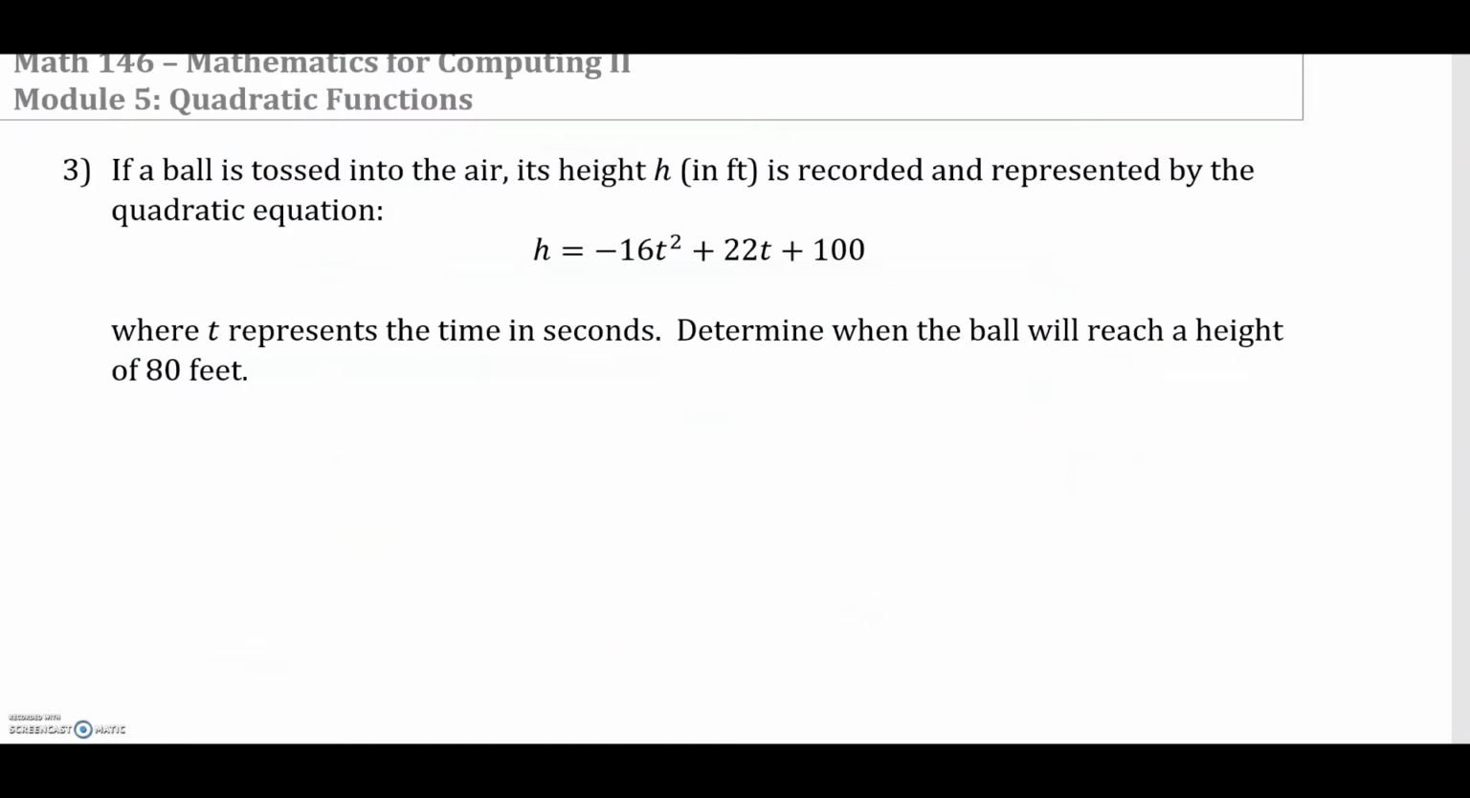Looking at a third application problem, if a ball is tossed into the air, its height h, given in feet, is recorded and represented by the quadratic equation h is equal to negative 16t squared plus 22t plus 100, where t represents the time in seconds. Determine when the ball will reach a height of 80 feet. The method used to solve this problem is very similar to what we did in question 2. Try it for yourself and compare your solution to what is written here.